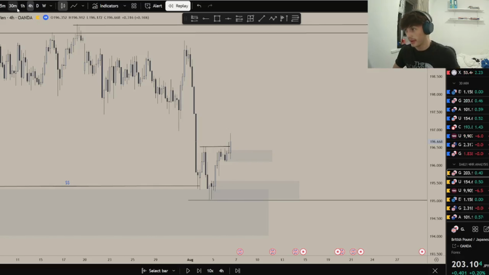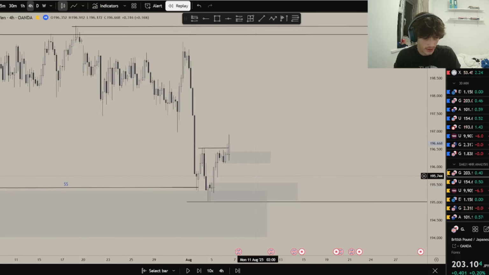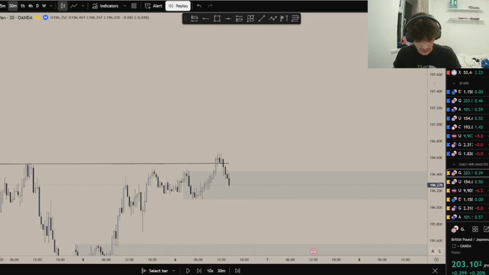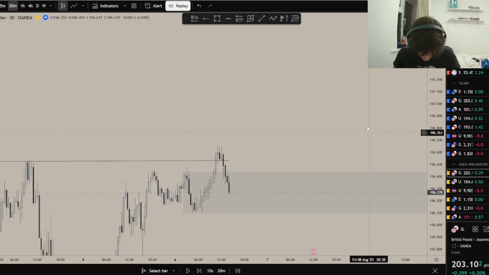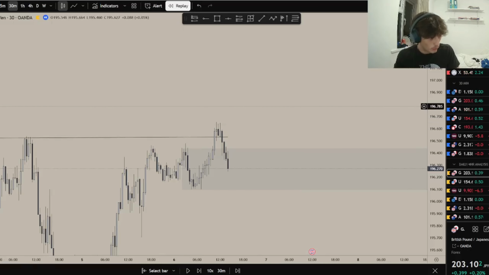And now I'm looking for my entries. I don't look for my entries in the 4-hour, I just draw out more key zones. So this could be a very nice area to look for a buy. This would be a very nice area to look for a buy. If I come down to my 30-minute time frame, this is where I take a lot of my entries off. Then again, all I'm looking for is my areas of supply and demand.